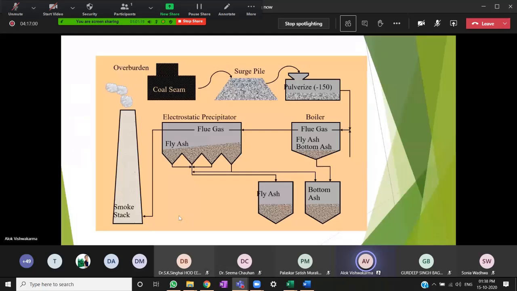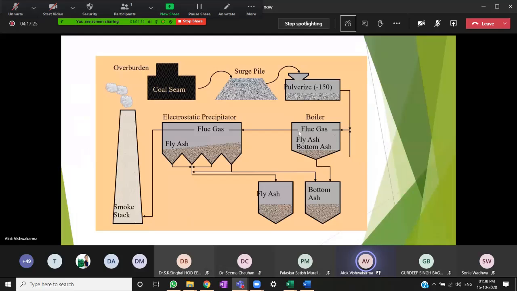So if you can see, this is the coal yard. From the coal yard, we ultimately send the coal to the pulverizer, where it becomes a fine mesh. Then it goes into the boiler. The boiler produces bottom ash and fly ash. This bottom ash is collected in the bottom ash tank. Then fly ash is passing now.